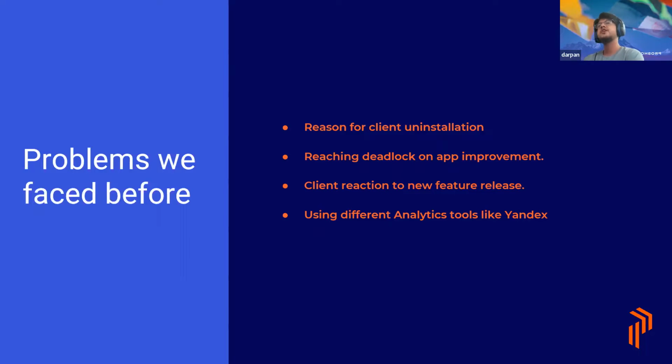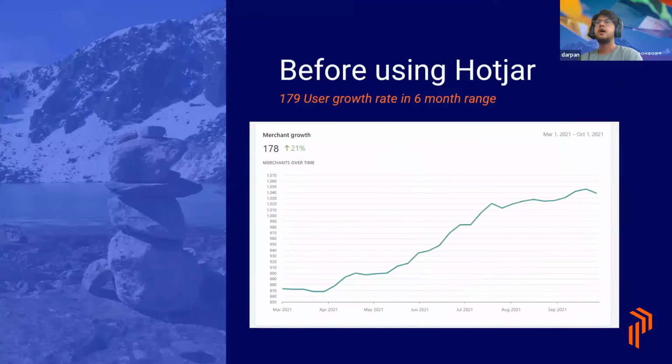Before using Hotjar, we tried different analytics tools like Yandex and Google Analytics, but we did not get the data that we wanted, and we were going nowhere with them. So these were some of the problems that we were facing earlier. Now let me show you how we were performing before using Hotjar. In the range of March 2021 to October 1st, 2021, we had 178 installs, and they did not uninstall our app, and they were using it.